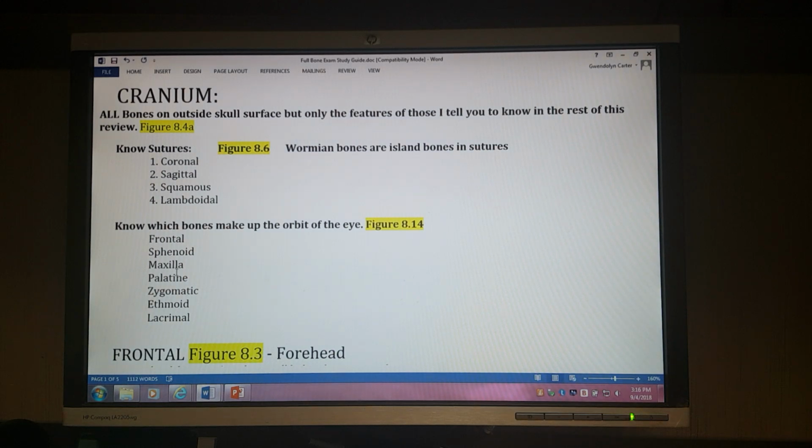So next one, know which bones make up the orbit of the eye. Just memorize that list. Some of them you'll be able to know as you're studying your different bones, and at least can remember some of them instead of trying to memorize the list.